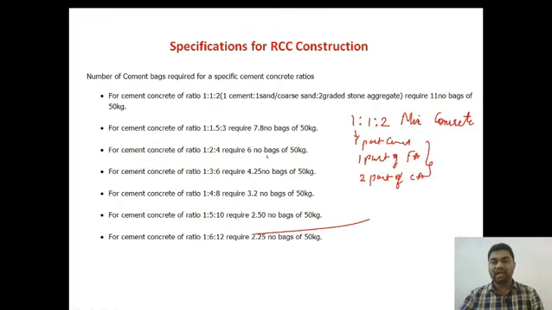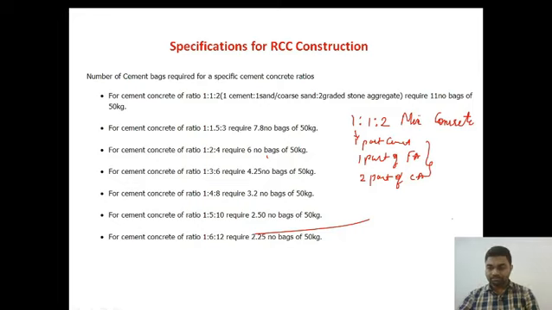To make one concrete mix, 1 part of cement should be added, 1 part of fine aggregate should be added, and 2 parts of coarse aggregate should be added. That is the meaning of this 1:1:2 mix. Now let us find out how many bags of cement are required for this 1:1:2 mix.